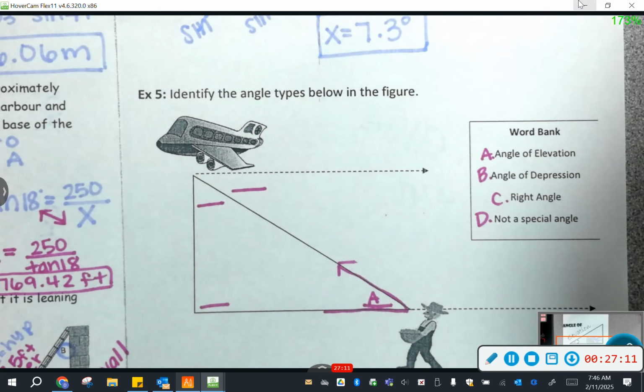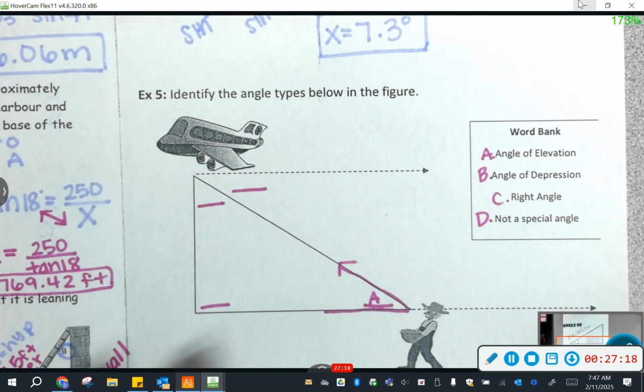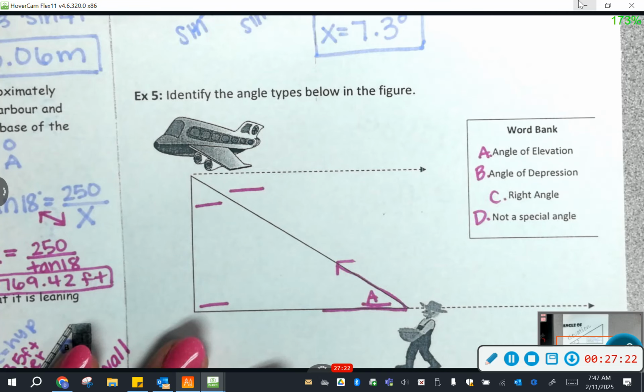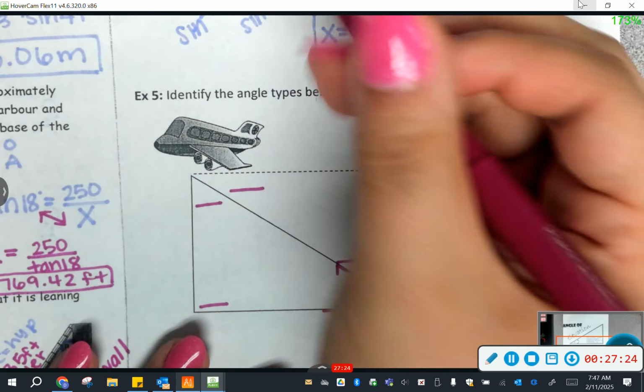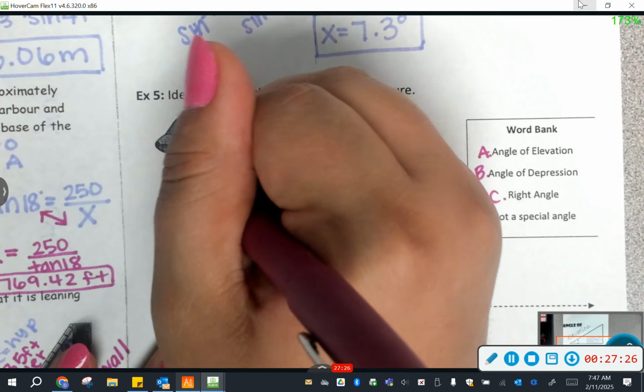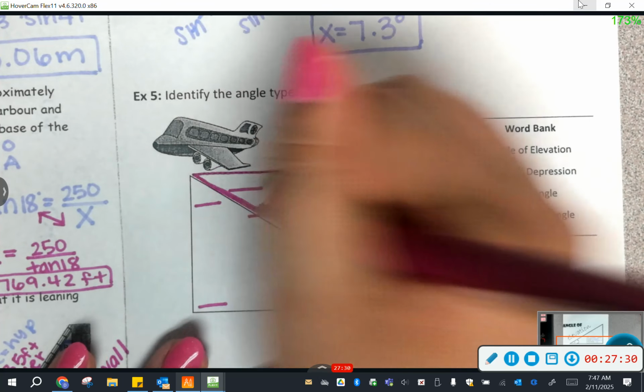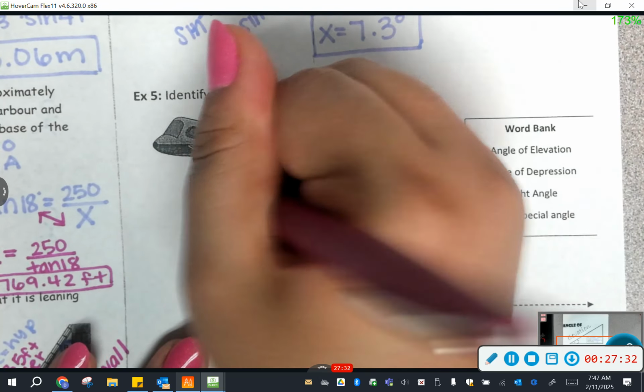What about an angle of depression? Where is my angle? Where the plane is. But which one? There are two where the plane is. The one where it has to have a horizontal line going down. This is my angle of depression. This is my B.